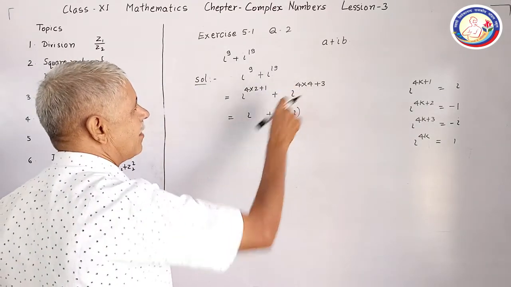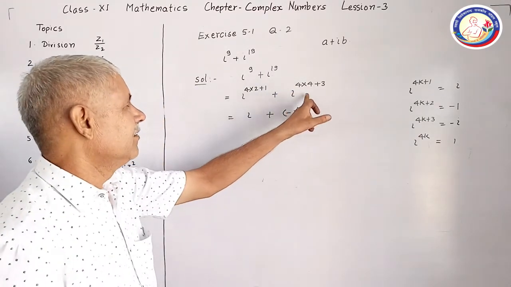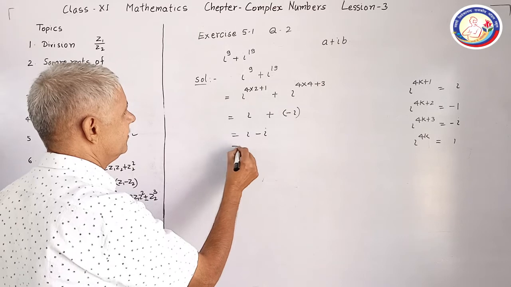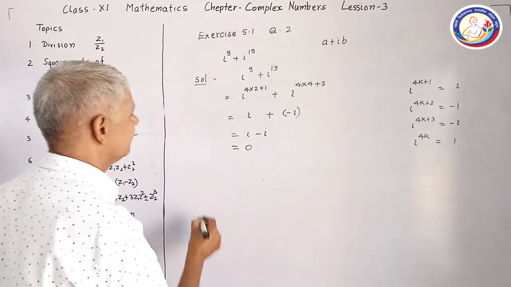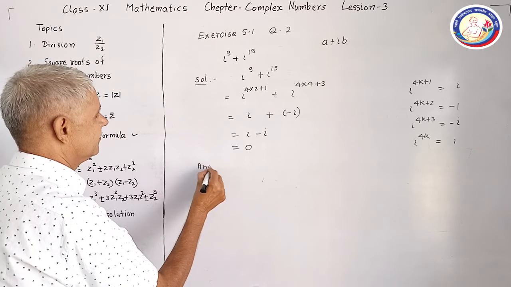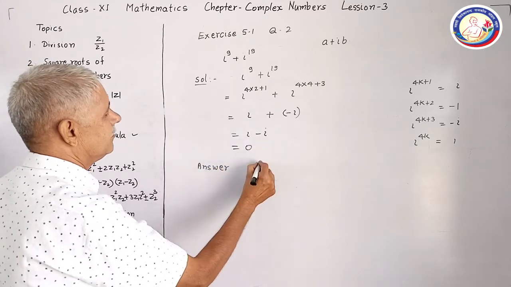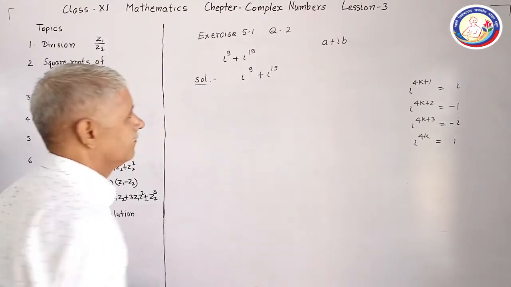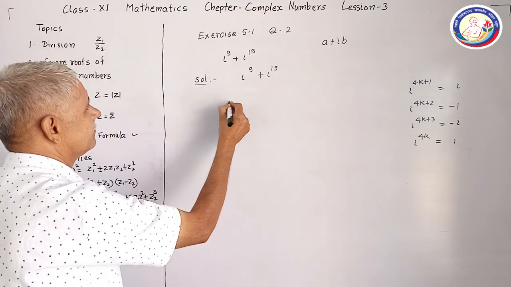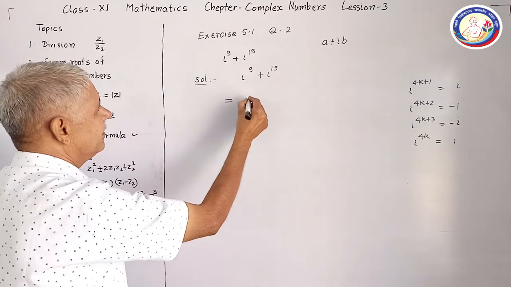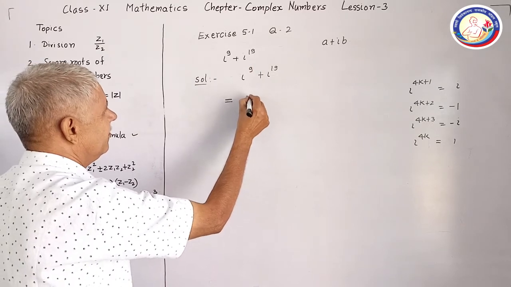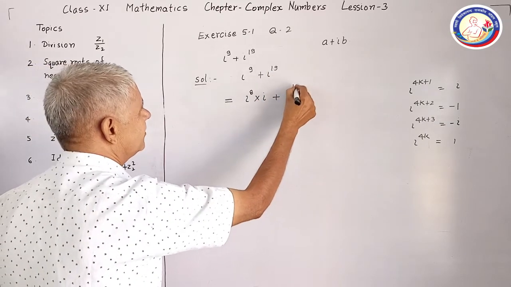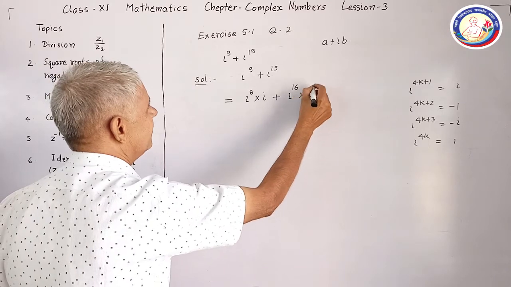If we take the first method, then this will be iota and minus iota. It is 0. So what is the answer here? It will be 0 plus iota 0. You can write it, we can write it as iota raised to power 8 into iota, and this iota raised to power 16 into iota raised to power 3.